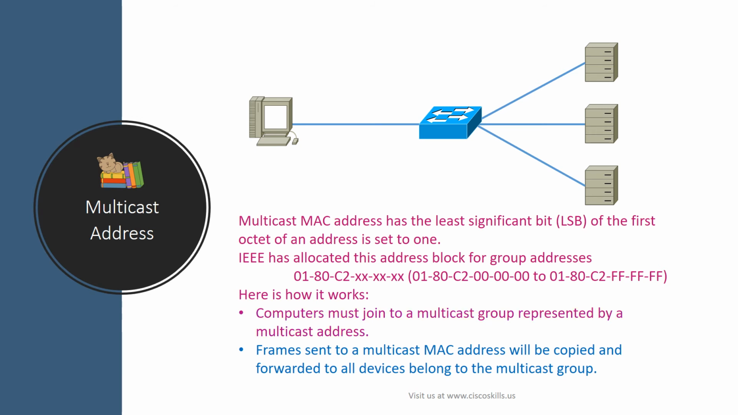Computers must join to a multicast group represented by a multicast address. For example, these 2 computers have joined a group represented by this multicast MAC address. Frames sent to a multicast MAC address will be copied and forwarded to all devices belonging to the multicast group. For example, this computer now sends frames to this multicast MAC address. The frame will be copied and forwarded to all computers in the group.